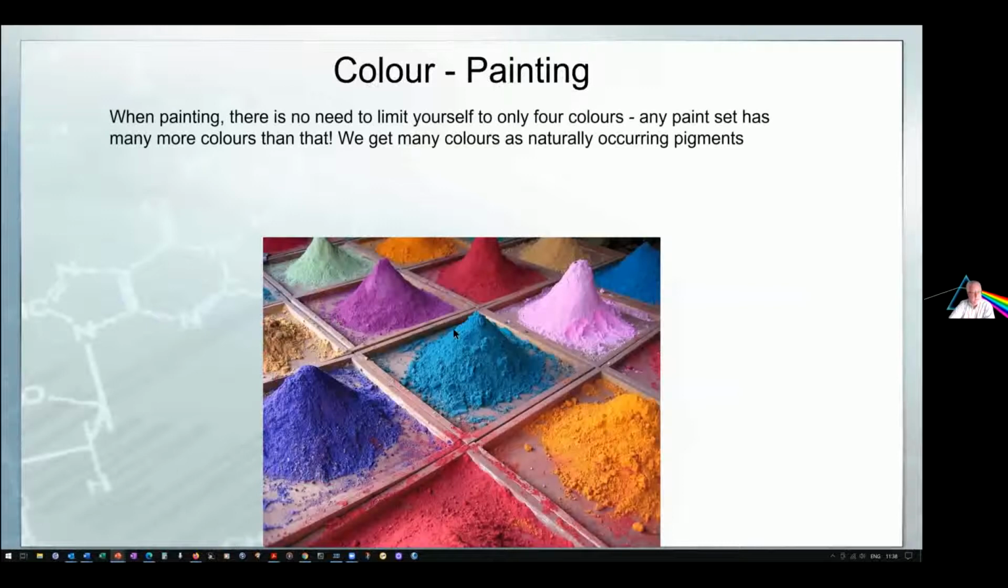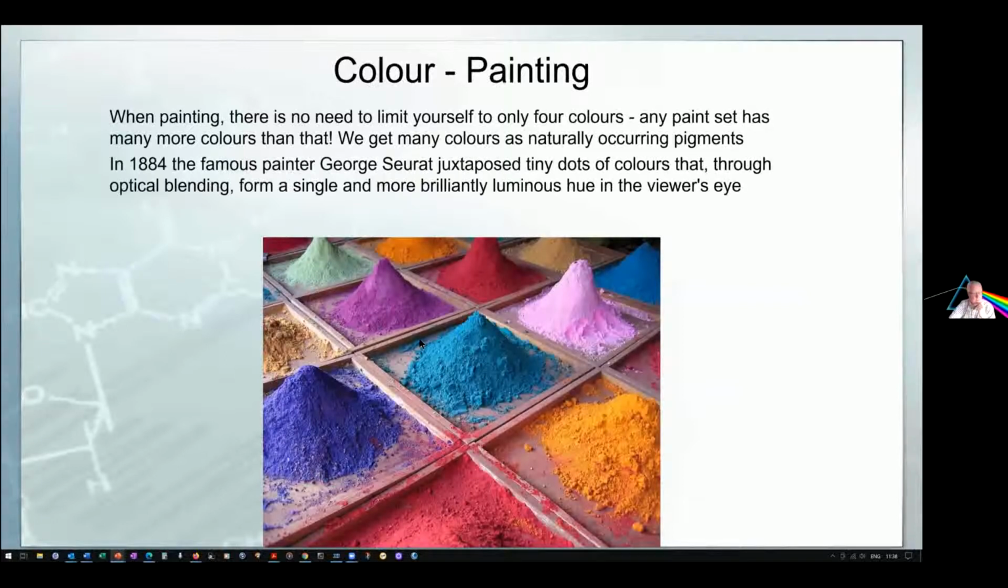So in painting, there's no limit to the number of colours that you can have in your palette. But many, again, do come from pigments. And a famous painter called George Seurat was one of the first artists to experiment with composing pictures from just tiny, tiny, specifically coloured dots.